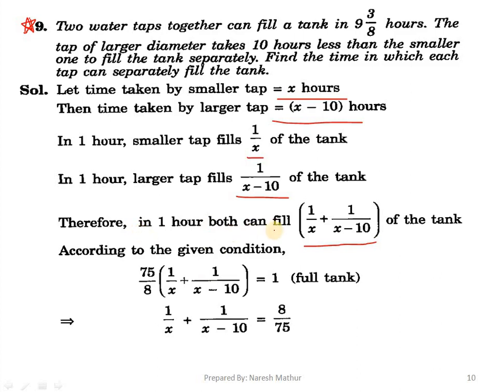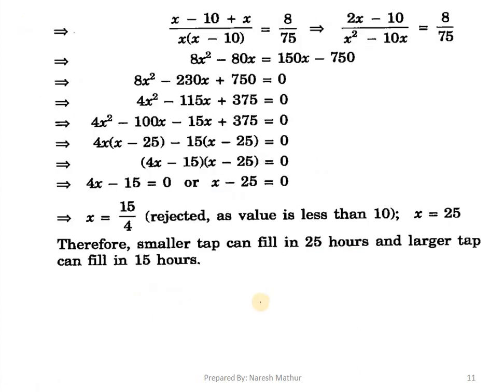So here in 1 hour both can fill 1 by x plus 1 by x minus 10 part of the tank. Now they are taking 75 by 8 hours. So we multiply 75 by 8 hours into 1 hour's work so that they can complete the one task. Just flip the fraction, it will be the reciprocal. So we have an equation in the form of 1 by x plus 1 by x minus 10 equals 8 by 75. Now we need to convert it into a quadratic form.